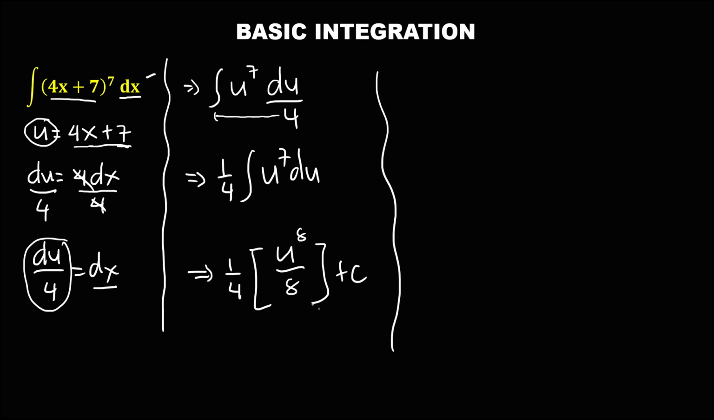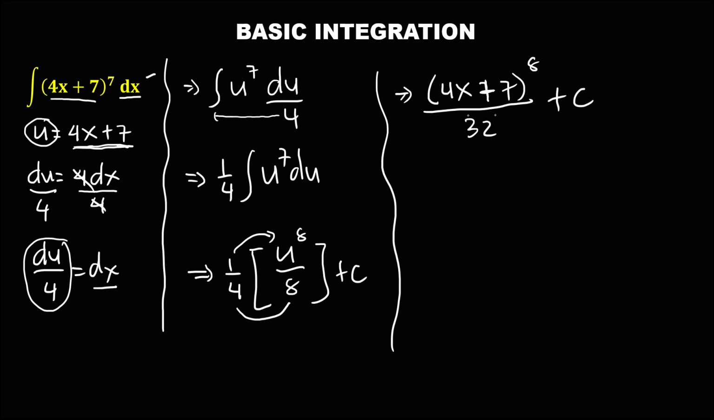Then to simplify and replace this u by the original value, that's 4x plus 7. So we have now 4x plus 7 to the power 8, then over 4 times 8, this one is 32, then plus c.